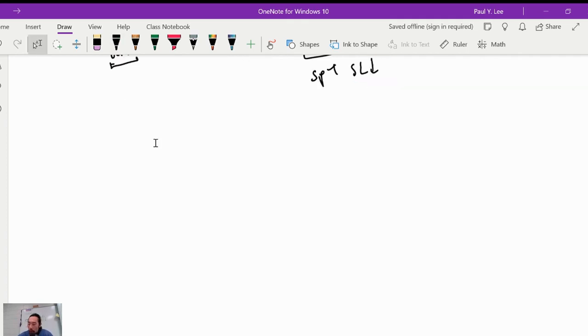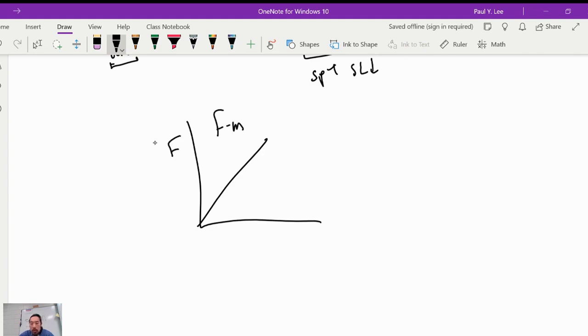So with all that being said, we can actually come up with the formula for the force of gravity. This is just a generic force of gravity formula. We draw this here. This is force, this is mass. Force in newtons, mass in kilograms. And we said that the slope is equal to g, which is 10 meters per second squared.